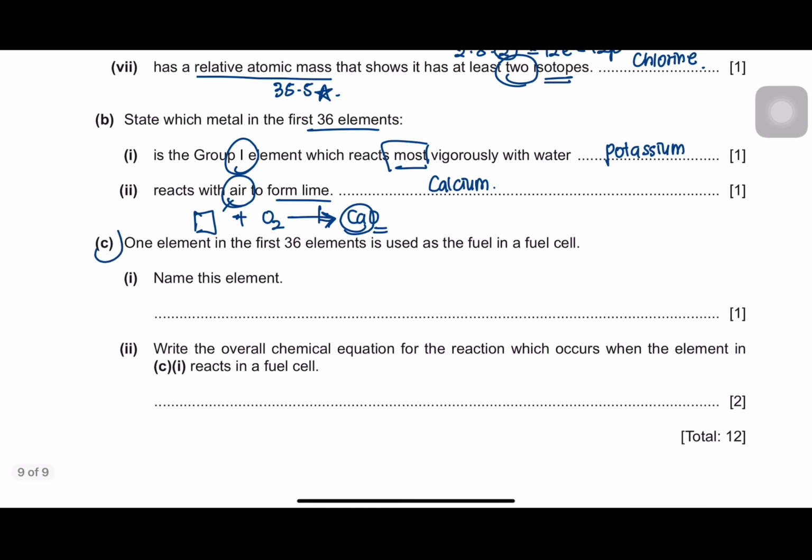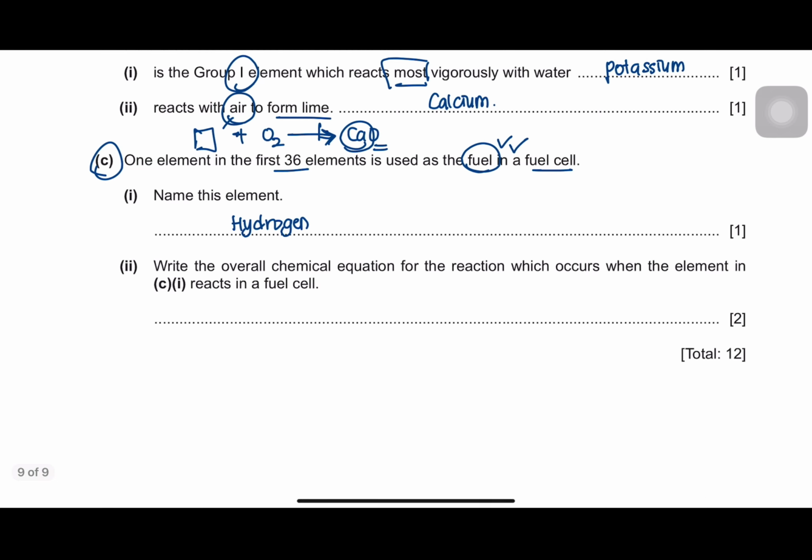Next question C. One element in the first 36 which is used as fuel in a fuel cell. Now the most common element which we usually use as fuel is hydrogen. Question 2. Write the overall chemical equation for the reaction which occurs when the element, hydrogen, reacts in a fuel cell. So what happens is that hydrogen would usually react with oxygen to form water, but this question is 2 marks, so please do not forget to balance this equation. After balancing, your equation would look like this.